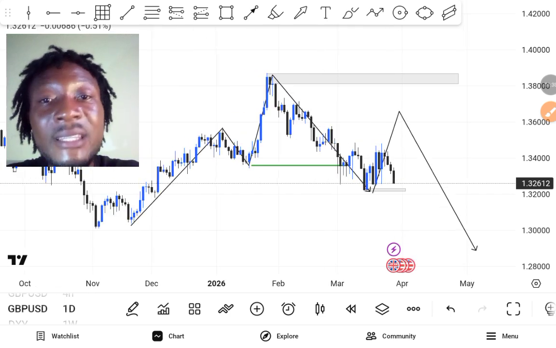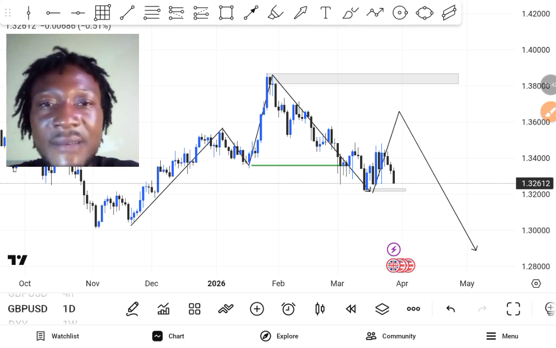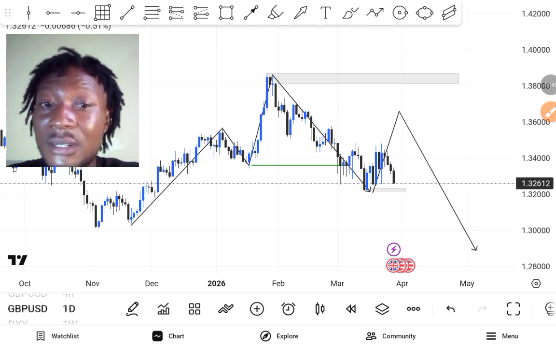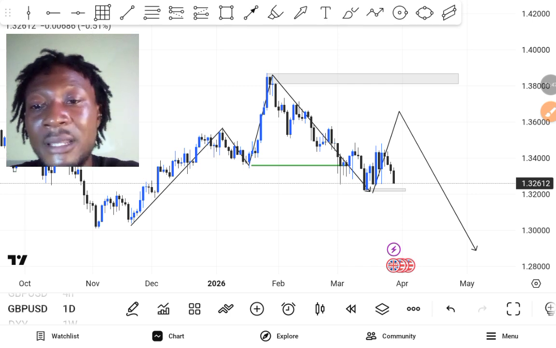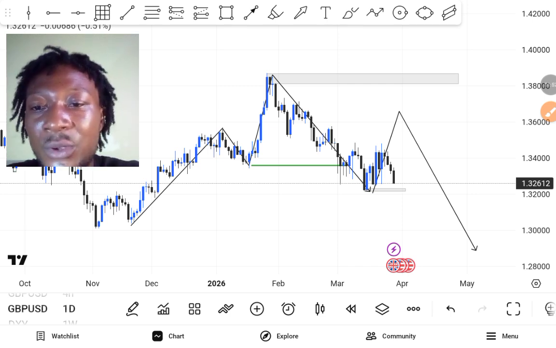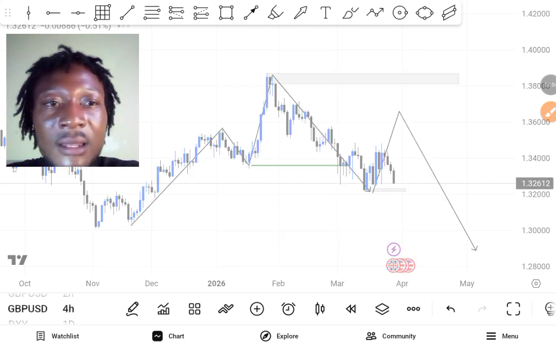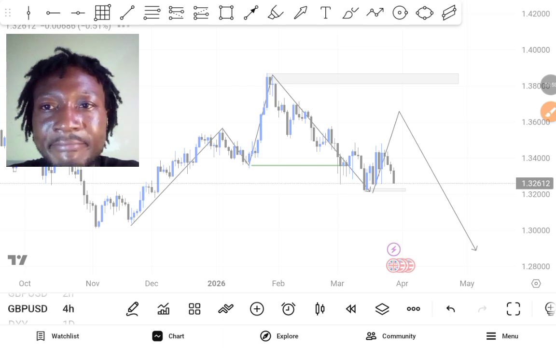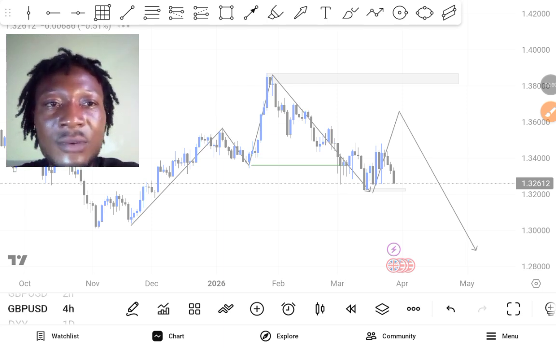So the daily is bearish, but we have not seen a measured change of character, which tells us we are still hoping for price to pull up a little before we continue to the downside. So at this point, what do we do? We go down to the 4 hours, to see what the 4 hours has in store for us.